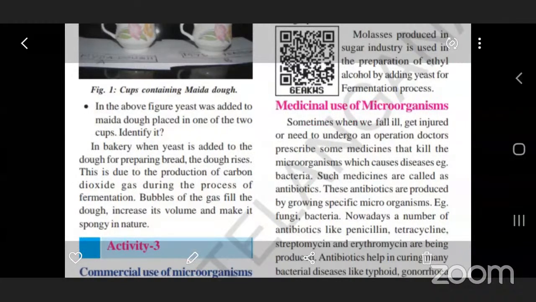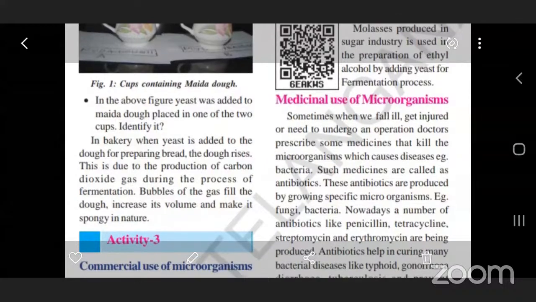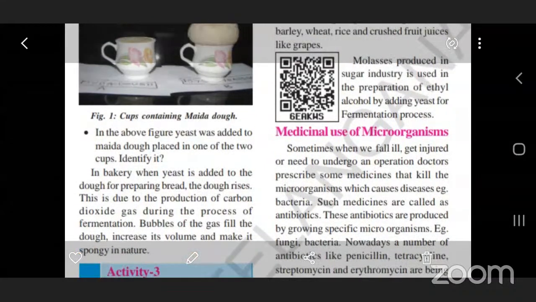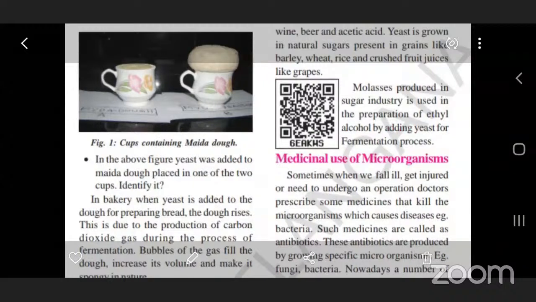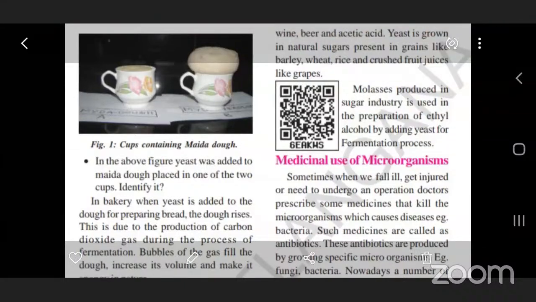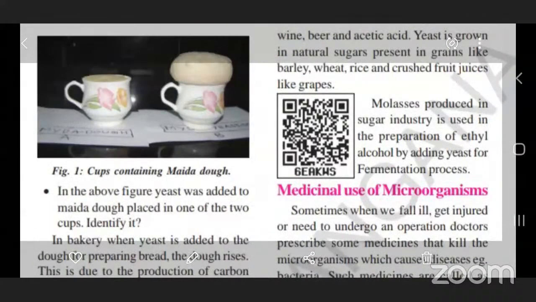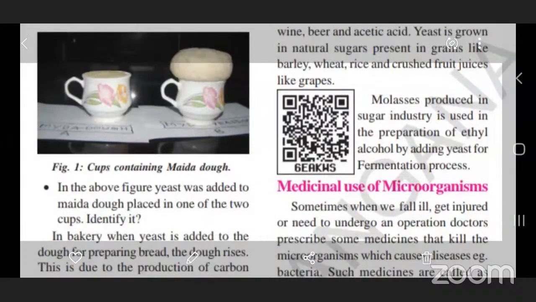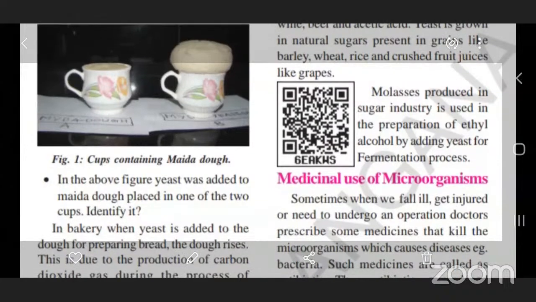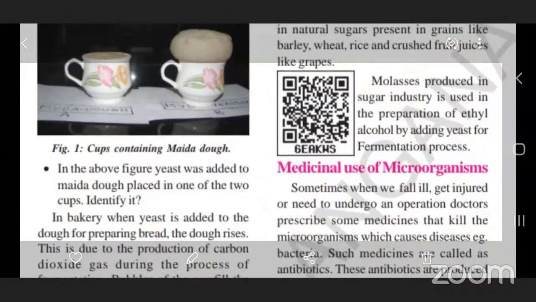During the process of fermentation, carbon dioxide will be released. The bubbles of the gas fill the dough. That's why it increases in volume and becomes spongy in nature. Cup B is added with yeast, which is involved in the fermentation process, one of the anaerobic respirations. So as you know already, the volume increases because the bubbles of the gas fill the dough, increase its volume and make it spongy in nature.